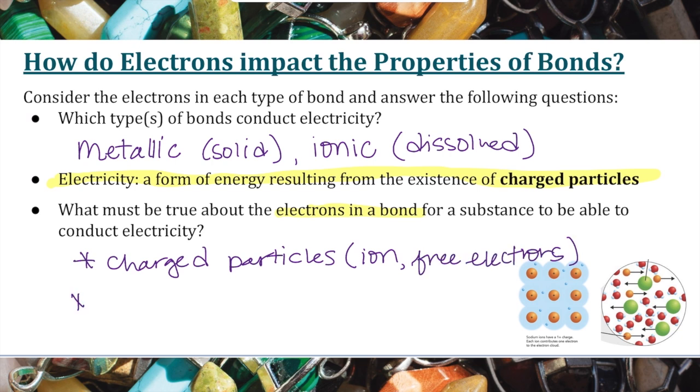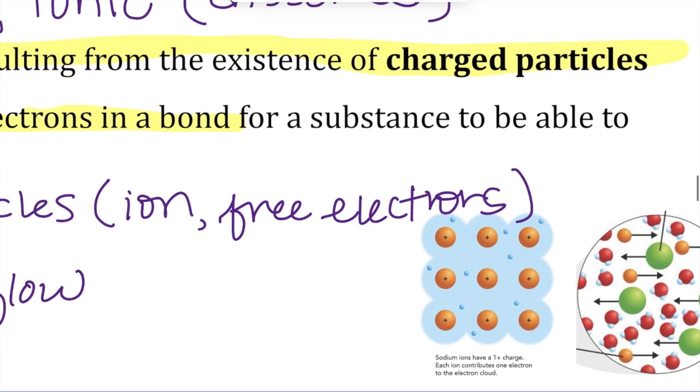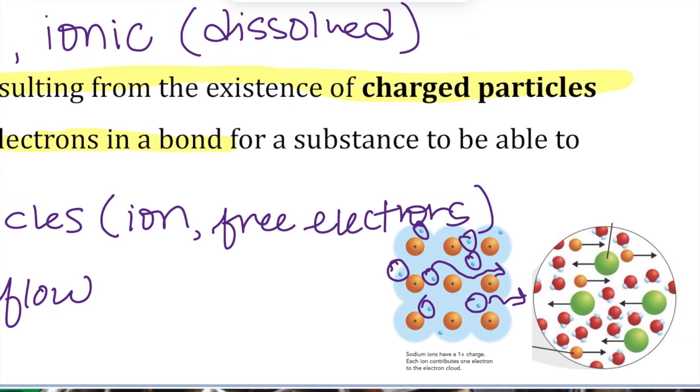And those need to be free to move or flow in order for electricity to be conducted. And that's why we see, if we have here my free electrons that are all being shared, this can move throughout in order to conduct electricity. Same thing here when we had our dissolved sodium chloride.